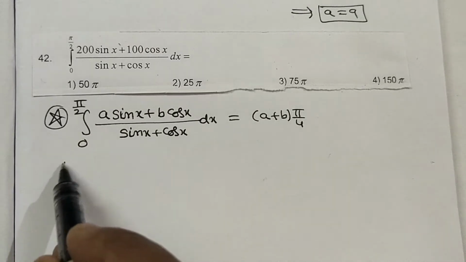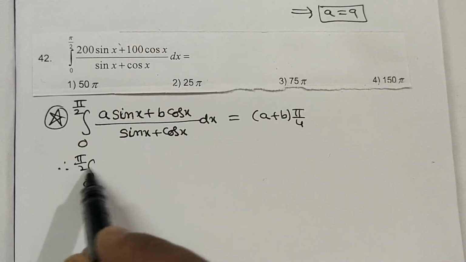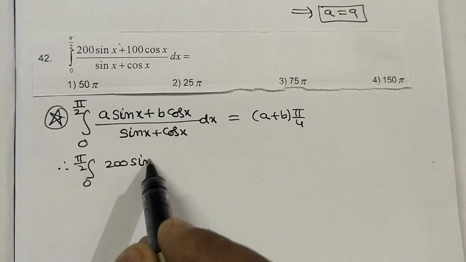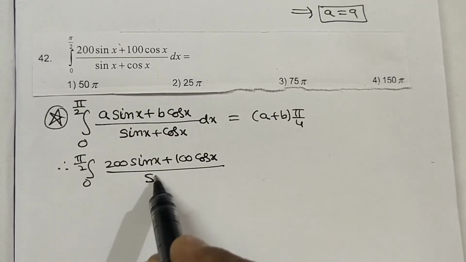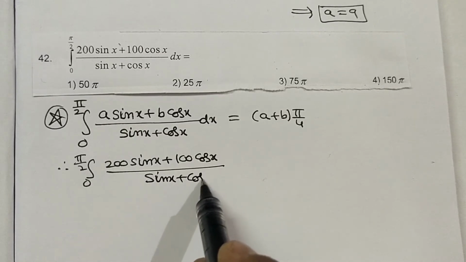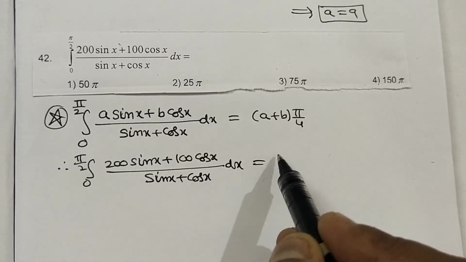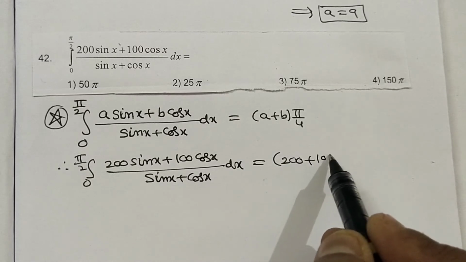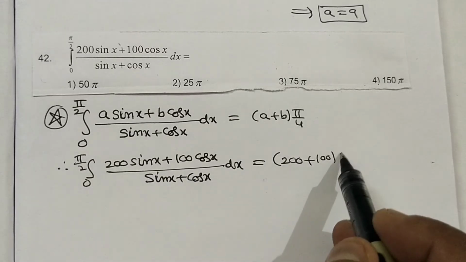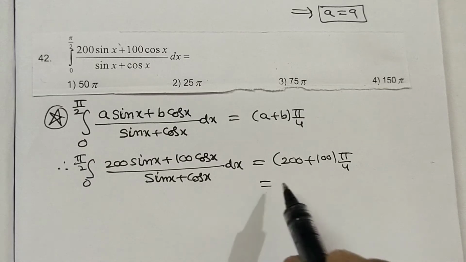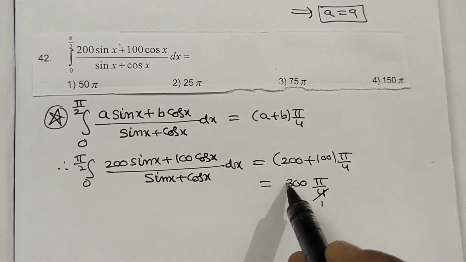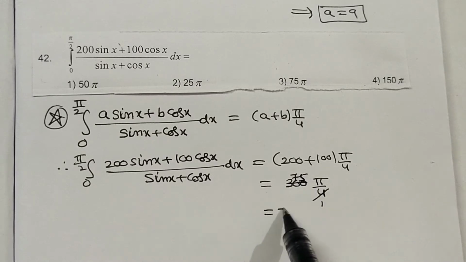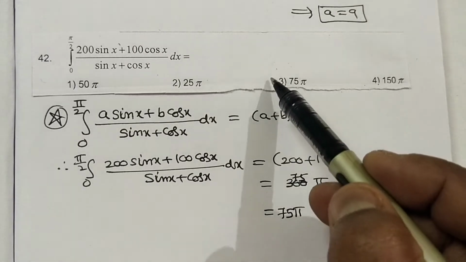So we can write it as integral 0 to pi by 2, 200 sin x plus 100 cos x divided by sin x plus cos x into dx equal to 200 plus 100, in place of a, b these values are there, into pi by 4, which is equal to 300 into pi by 4, 4 ones are 4, 75, which is equal to 75 pi, which is there in the third option.